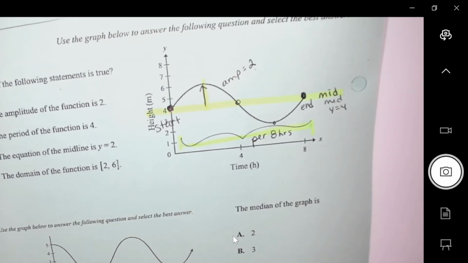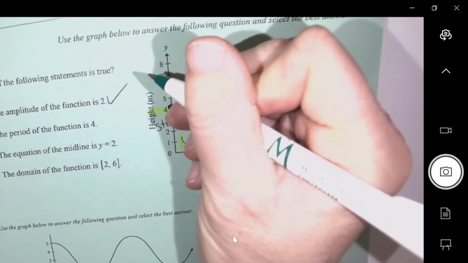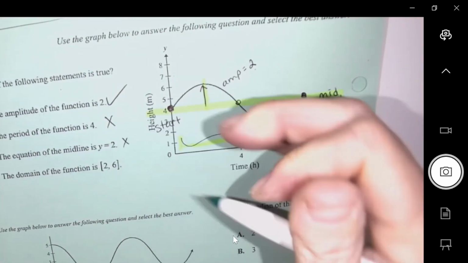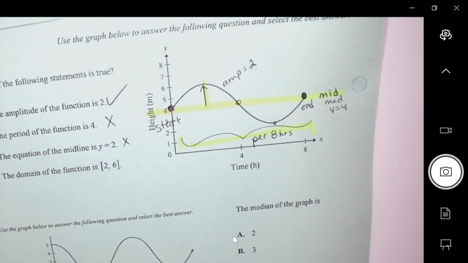Okay, so let's talk about which one's true or not true. Is A true? Is the amplitude 2? Yep, that one's true. Is the period of this one 4? No, we said it was 8. Is the equation of the midline at a height of 2? Nope, we said the middle of this graph, the height would be 4.